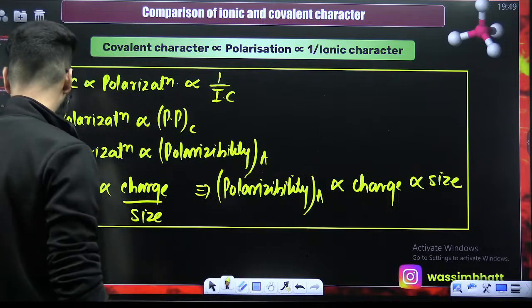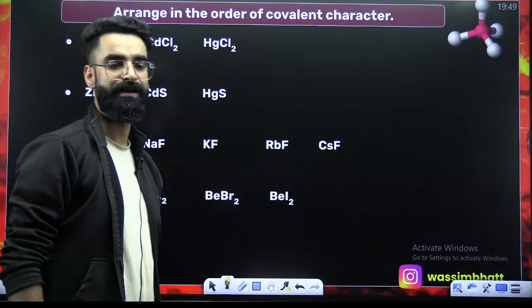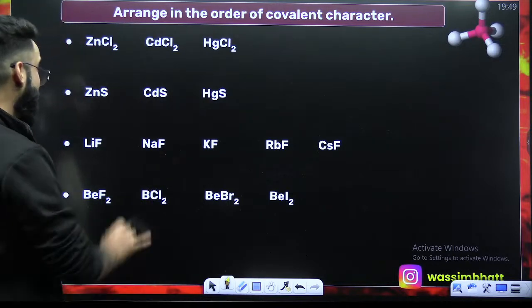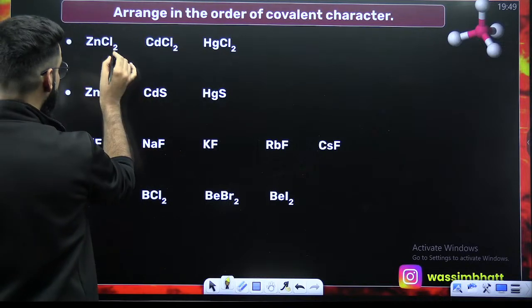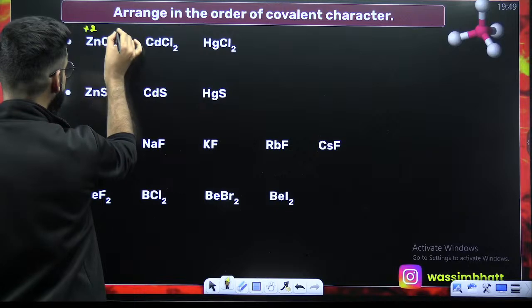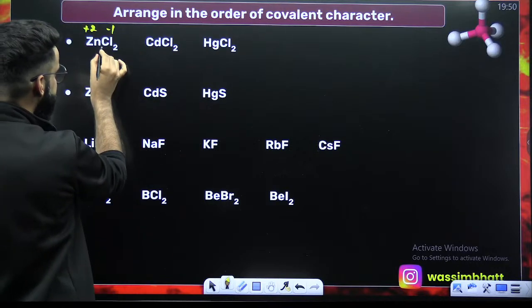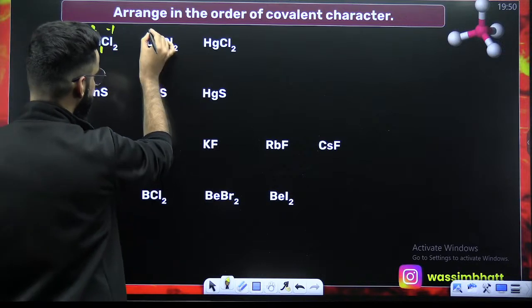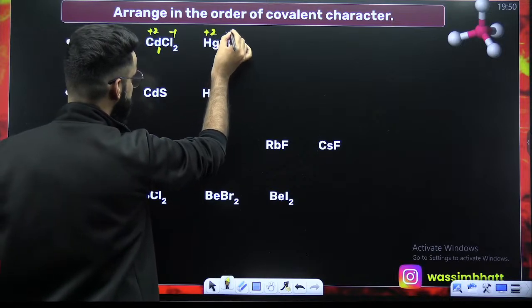See guys, arrange the following on the basis of their covalent character. Now, first of all, this is ZnCl2, CdCl2, HgCl2. So first of all, this is zinc di positive, Cl minus 1. How did I get plus 2 minus 1? Just crisscross. I told you this in redox. This is plus 2, this is minus 1. Similarly, this is plus 2, this will be minus 1. Similarly, this will be plus 2, this is minus 1.